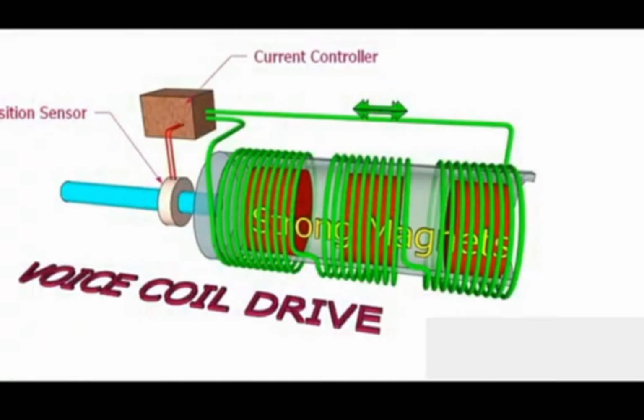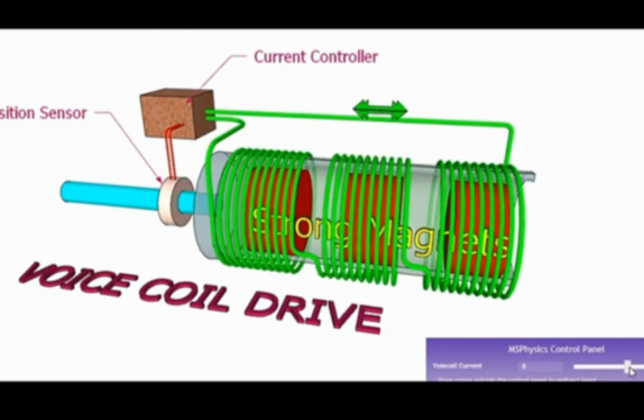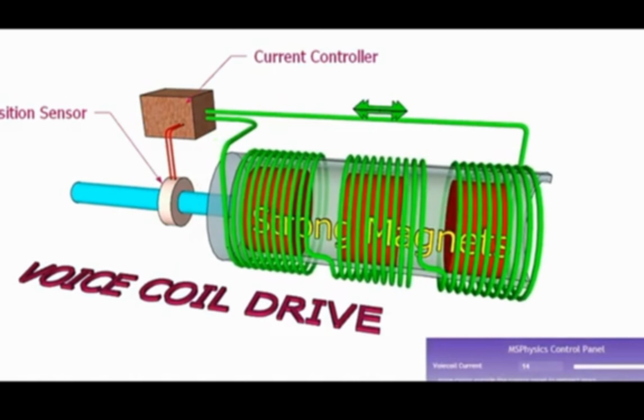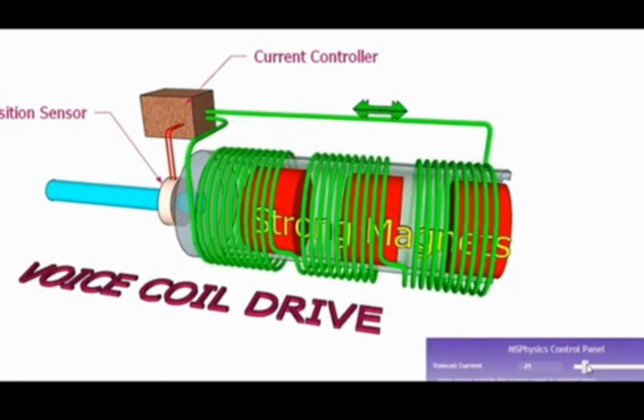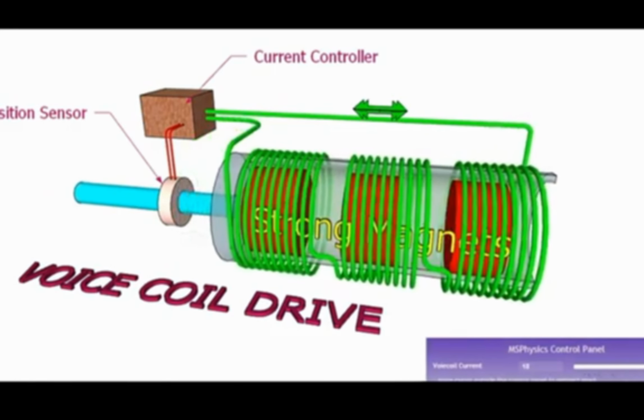This is the setup of the voice coil drive, having permanent strong magnets stationary inside the coil drive, and the coil is a movable coil. It is in series for getting more power, and the current controller will give the proportional current, so the amount of movement will vary depending on the current.